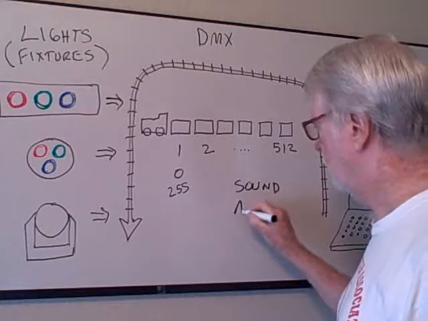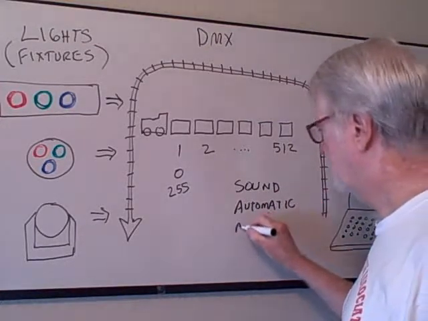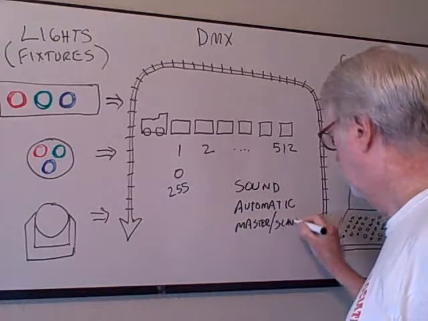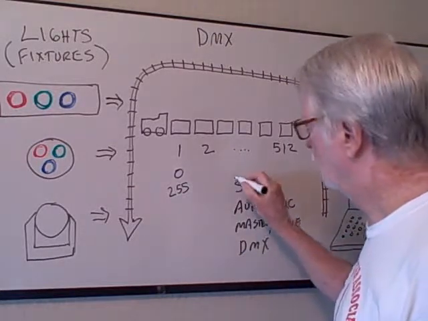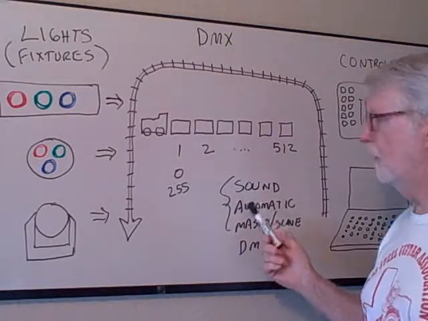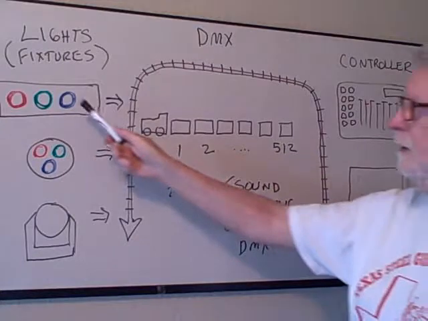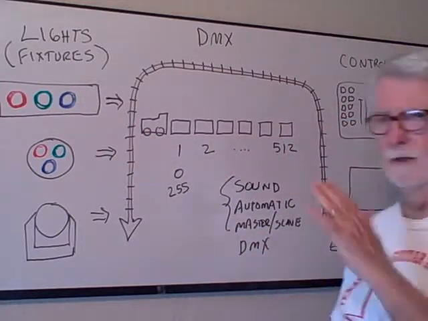The next one is automatic mode, master slave, and DMX. We'll talk about these first because they do not require the DMX controller or any of this stuff. You can have a fixture and put it in sound mode. You don't need any of this DMX stuff, and it'll work fine.